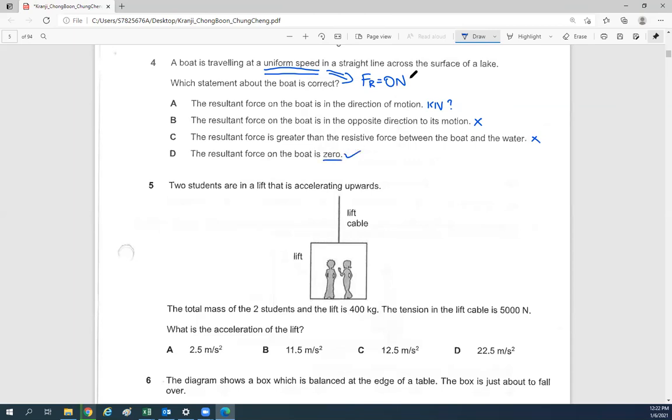Yes, this is true. Okay, so therefore we can eliminate this, and this one is the most correct answer. Okay, so the answer is D.